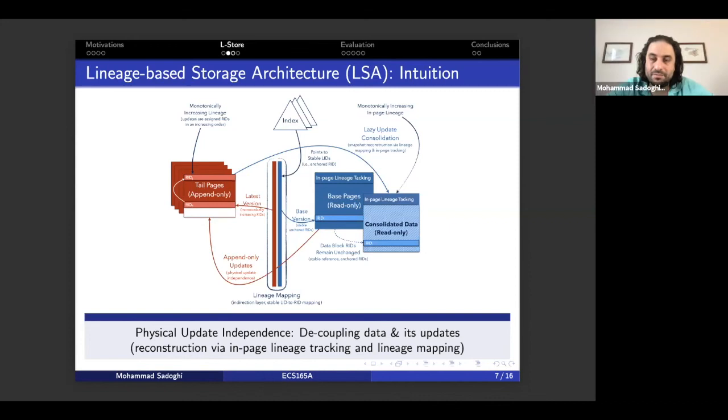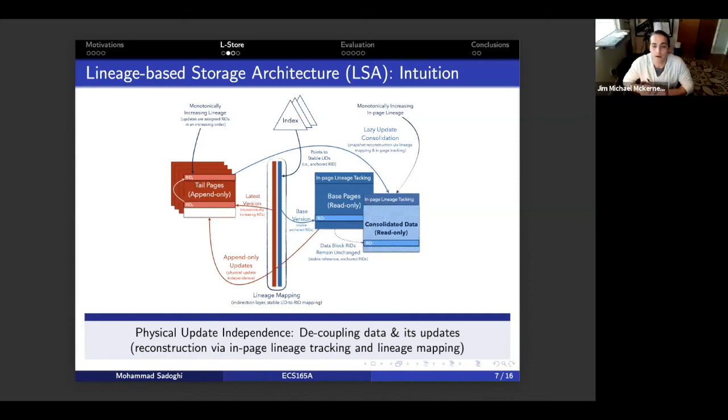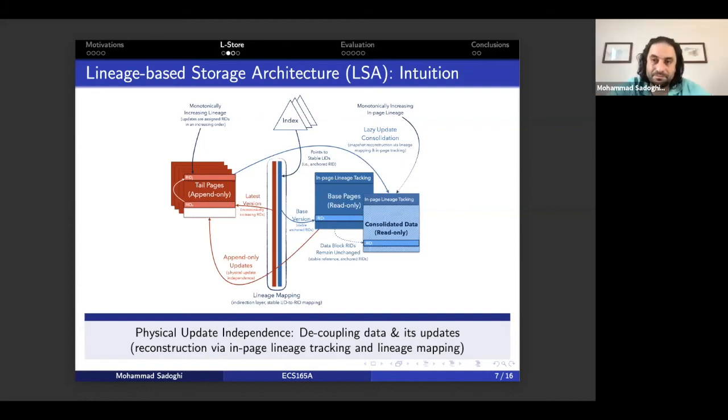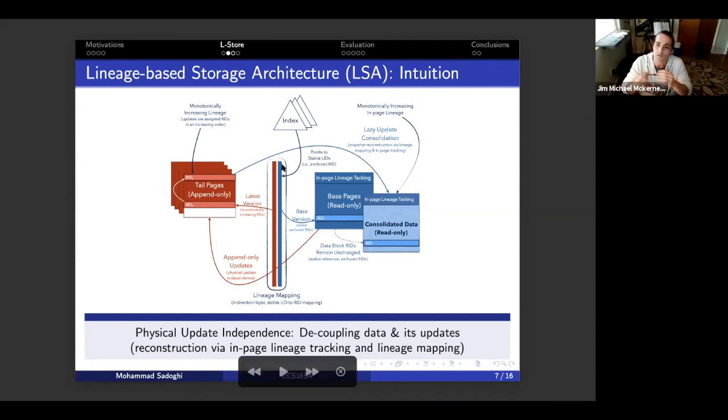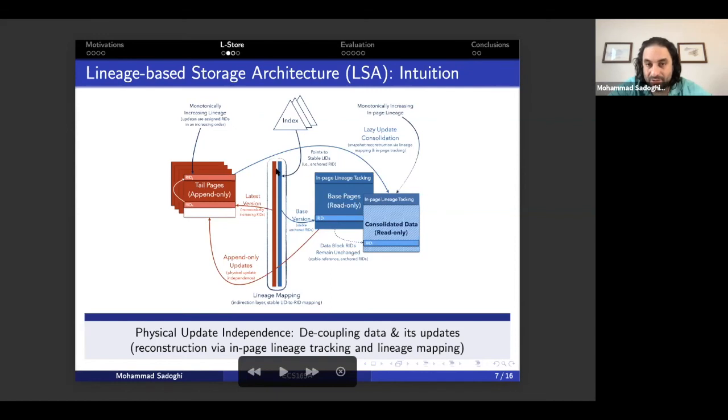I've got a quick one. I know we have a couple of pages that we're maintaining for each base page that aren't exposed to people querying the data, and that's the indirection page and the schema page, right? Mm-hmm. And those are updated, so those aren't read-only. Those get updated based on how the tail pages are appended. Yes, correct.